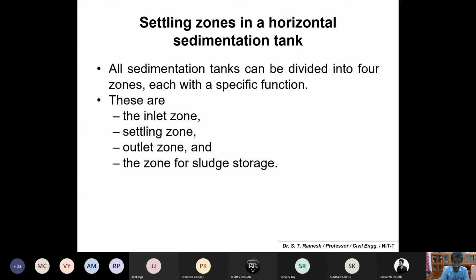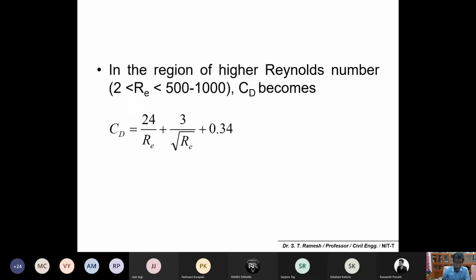Number one, discrete particle settling. Number two is flocculent settling. Number three is zone settling. And number four is compression settling. That's what we have discussed. So discrete particles also we have defined: any particle that does not change or alter its size or shape during the process of sedimentation, you can call it a discrete particle. And we discussed four types of settling.